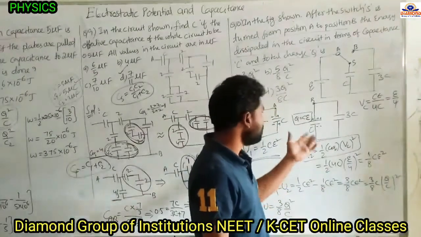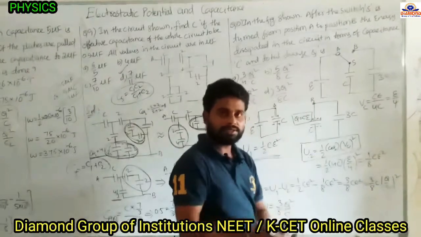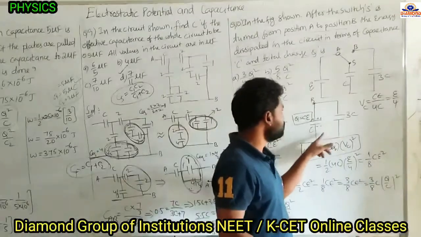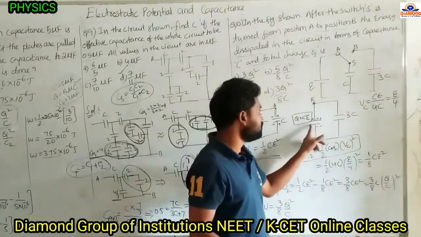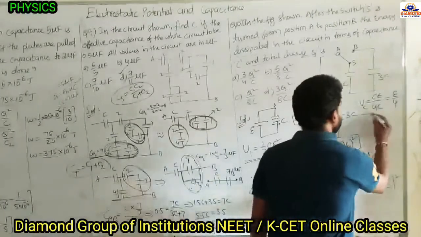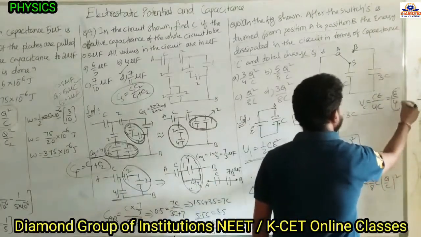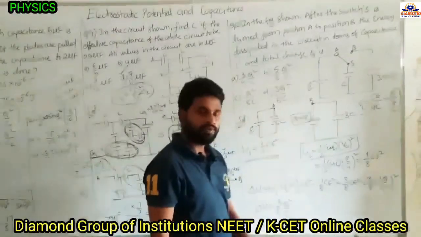Initially this does not have any charge, and this is fully charged with CE, so this will be discharged. The total charge is CE. This will lose and this will gain charge, but total charge is conserved here. So the common potential is the total charge divided by total capacitance. These two capacitors are connected in parallel, so C plus 3C equal to 4C. Now common potential equal to CE by 4C, C will be cancelled, E by 4. Common potential is E by 4 and total capacitance equal to 4C.